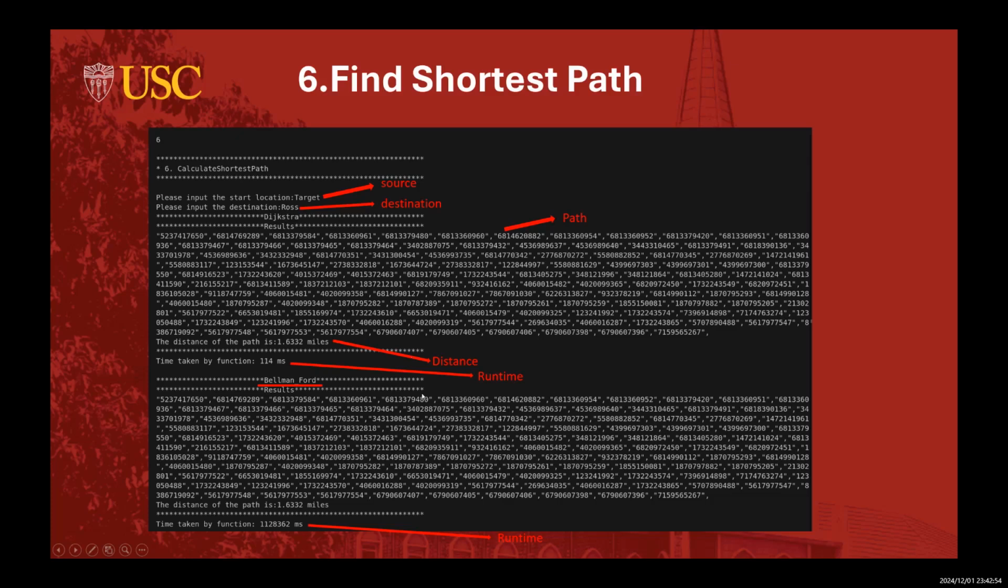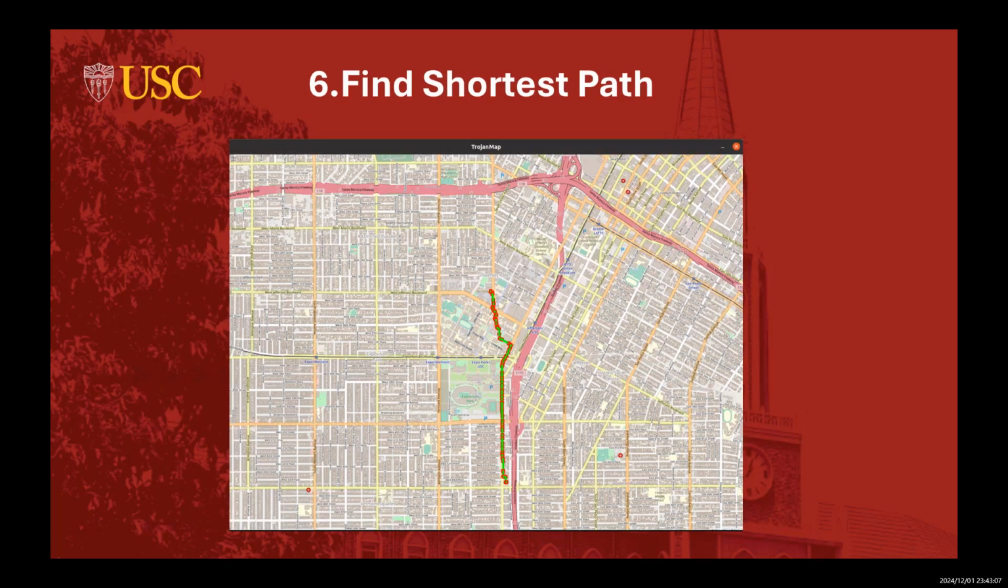Here we can also see that the runtime of those two algorithms is different, and Dijkstra is faster. What's more, to see the path more clearly, we also use OpenCV to plot the path on the map, and it shows that the paths are correct.